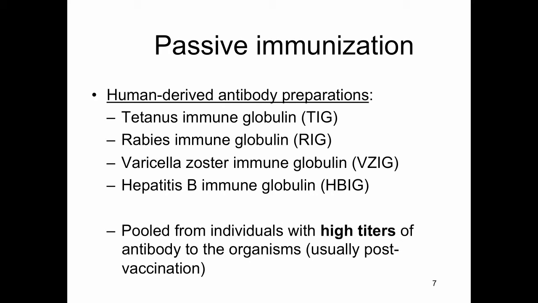Passive immunization often involves human-derived antibody preparations. Sometimes these antibody preparations are purified in a way to enrich for antibodies specific for either tetanus toxin or rabies, or sometimes varicella zoster, the virus that causes chickenpox, or sometimes hepatitis B. And these antibody preparations are pooled from individuals that have previously been identified to have very high titers of that antibody to those organisms, often as a consequence of previous vaccination or previous exposure.